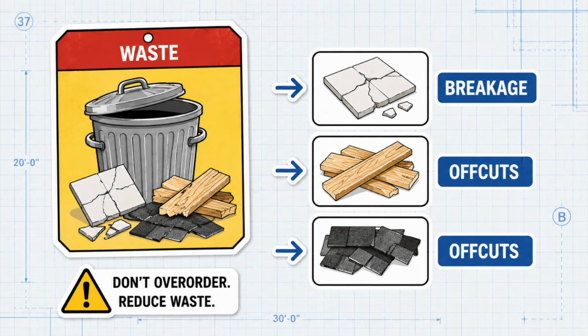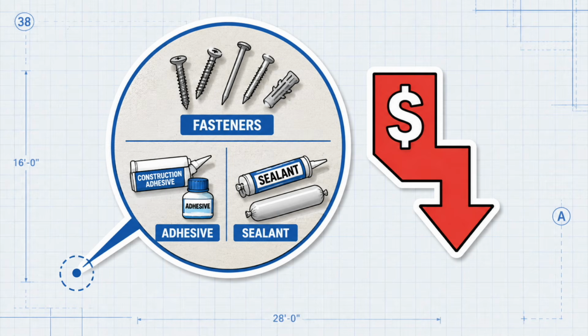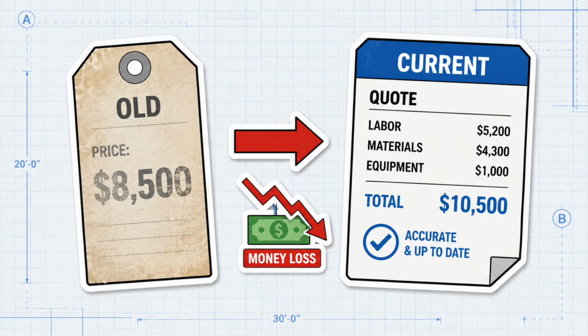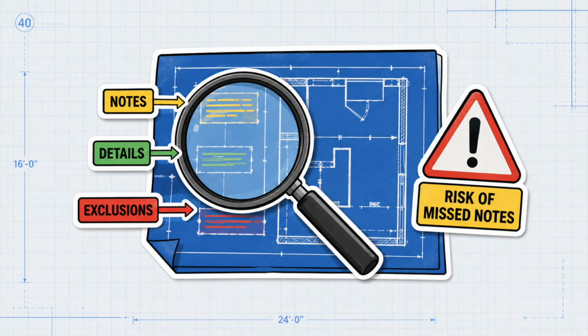One easy way to lose money is forgetting waste, breakage, and offcuts. Another way to lose money is missing small hardware, fasteners, adhesives, and sealants. A third killer is using old prices instead of current supplier or subcontractor quotes. And maybe the biggest mistake of all is not reading the details, notes, and exclusions on the plans.